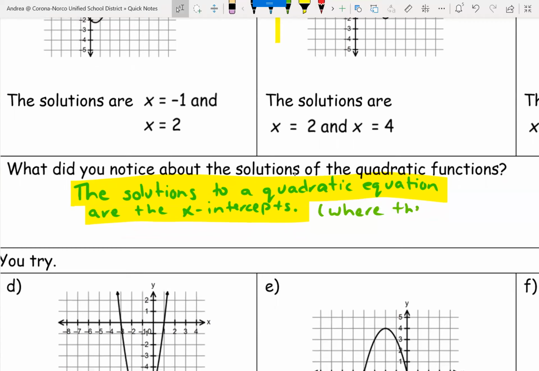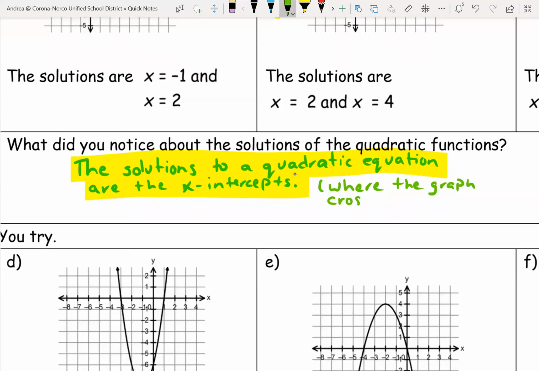Where the graph crosses, I keep spelling it without the R. That's another way of saying x-intercepts. That's what we wanted you guys to see.